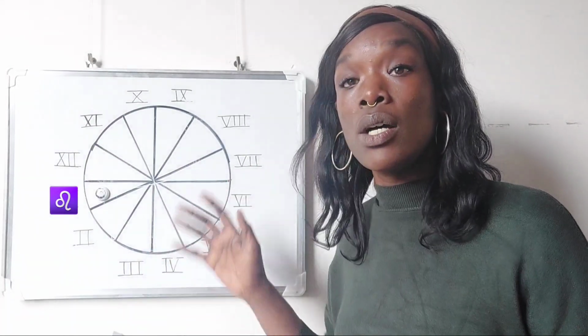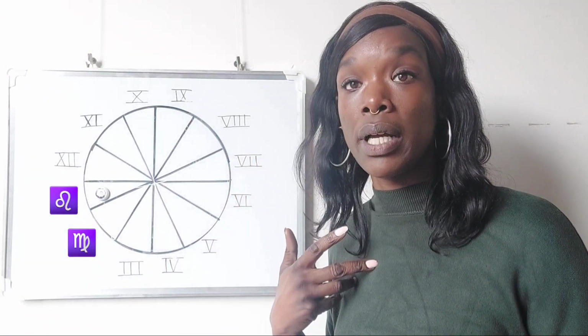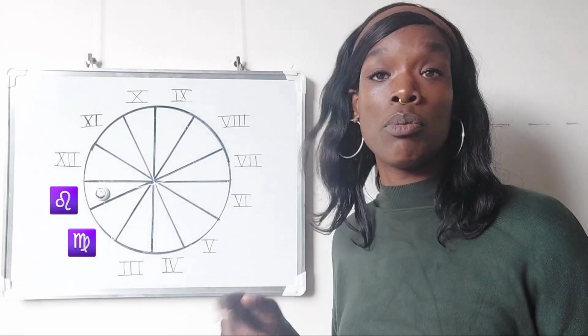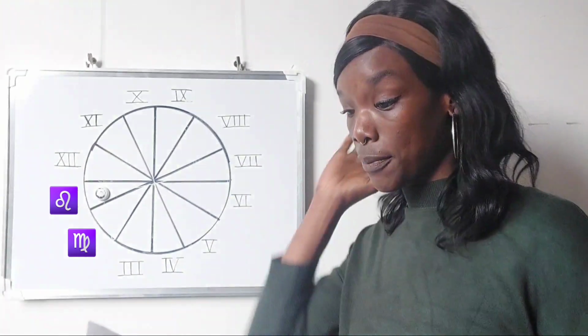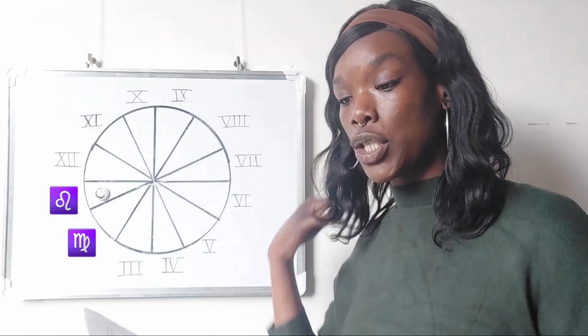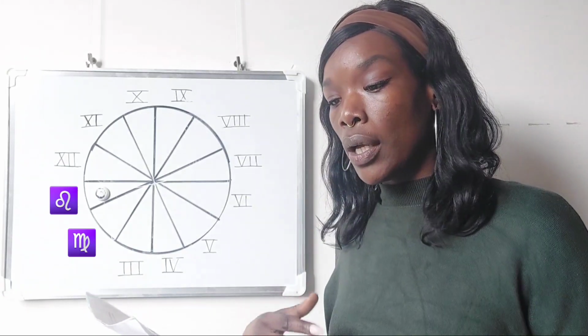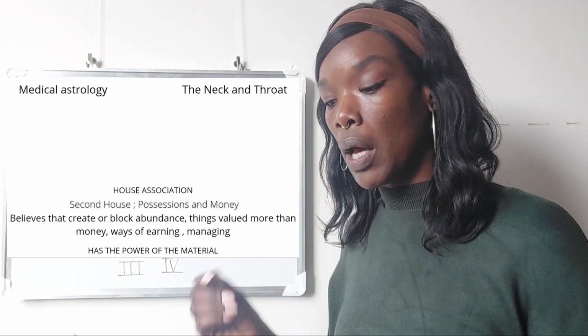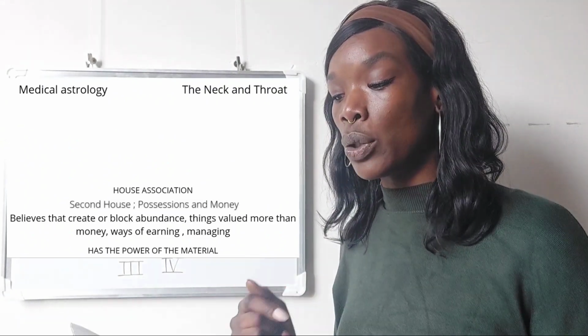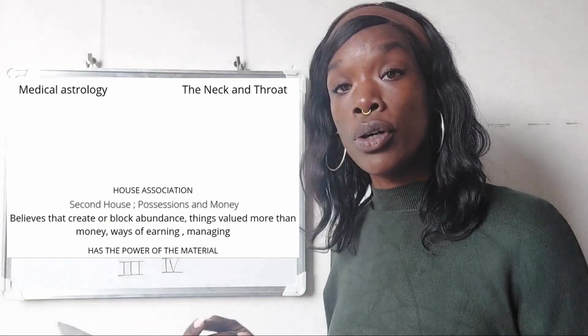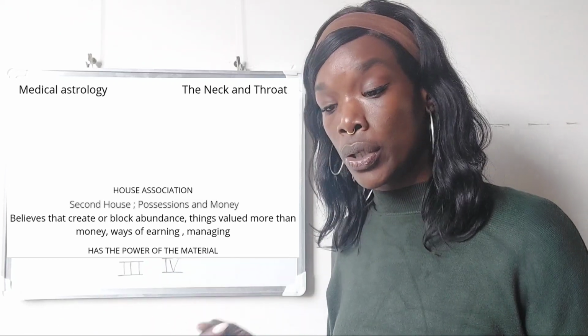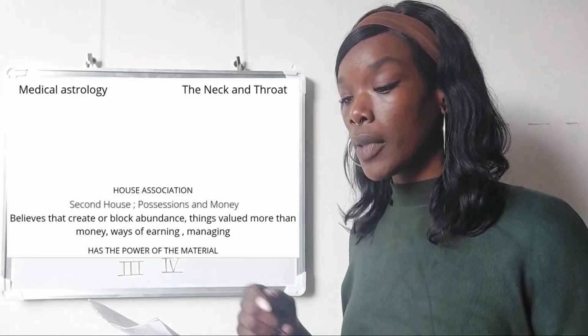Off to the second house, which would be Virgo in this fictive birth chart, because I'm not Leo rising. That's one thing you may know, but mind your business. The second house of possessions and money. It rules themes like the beliefs that create or block abundance, things that are valued more than money, and the ways of earning and managing your earnings and your possessions.